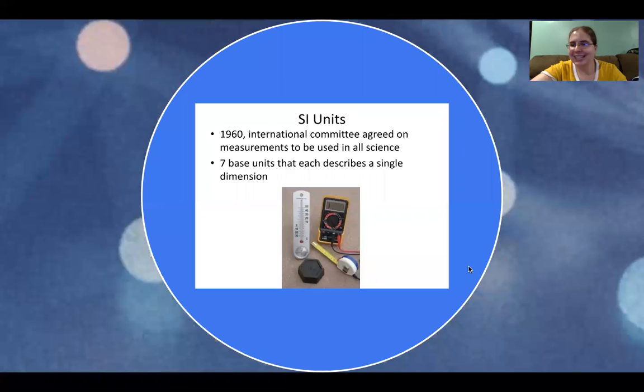We do use the SI units, which are the Systeme Internationale units. They are focused mostly on metric units. In 1960, the International Committee agreed on measurements to be used in all science. There are 7 basic units that describe a single dimension. Again, we'll get into some of that stuff later. We'll talk about different units as we approach different topics.